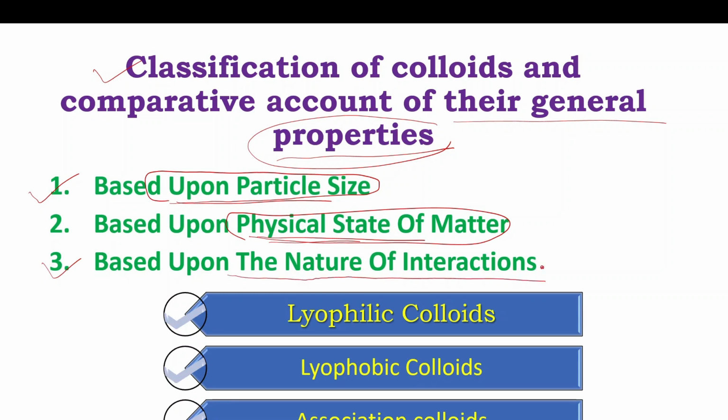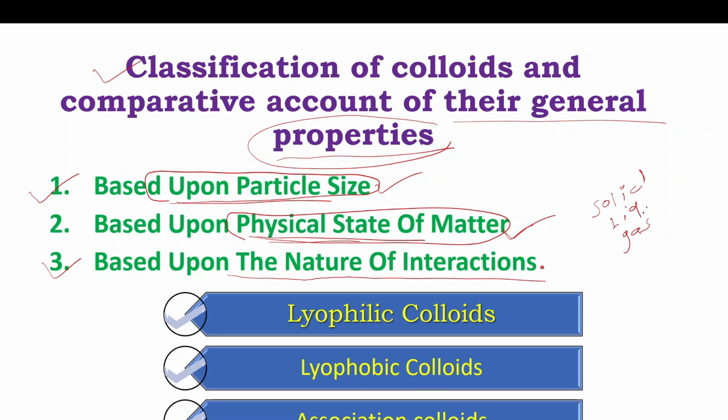So already the first two classifications, that is the one based upon the particle size and the second one based upon the physical state of matter, we have already discussed in the previous lectures. So once go through these videos so you can understand the particle size and the physical state of matter. In this physical state it is classified on the basis of solid, liquid and gas. So let's go through this chart so you can understand all the classifications.